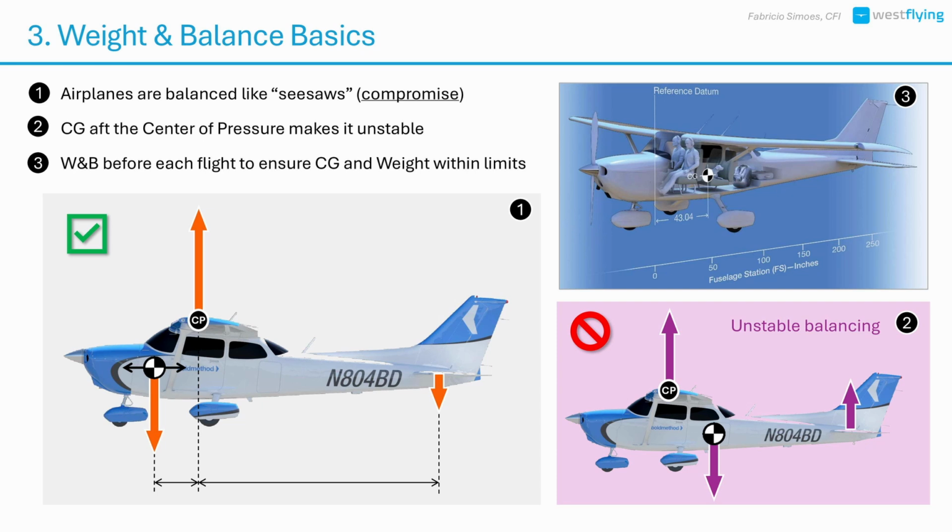Because of that, manufacturers publish a CG envelope, which shows the minimum and the maximum travel the CG of the aircraft must have, together with the weight limitations. It is your responsibility, as the pilot in command, to calculate weight and balance and ensure the airplane's center of gravity and total weight stay within the safe envelope. If you don't, you risk flying a poorly balanced aircraft, and the consequences can range from poor performance to catastrophic loss of control. Remember, balance is a compromise, and airplanes are designed to be slightly nose-heavy for safety and controllability.